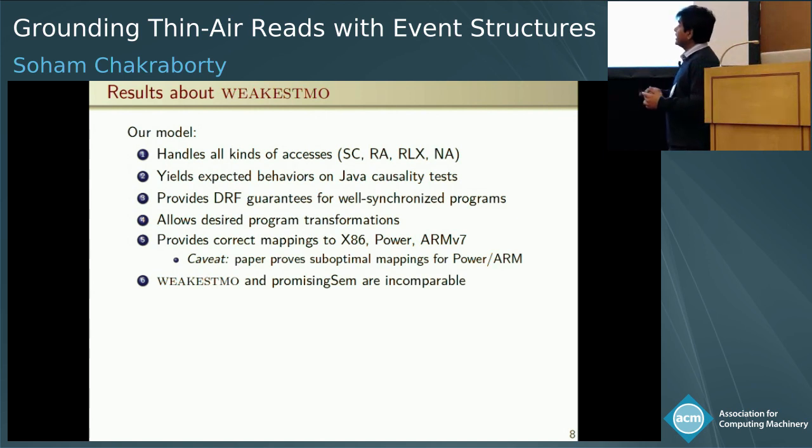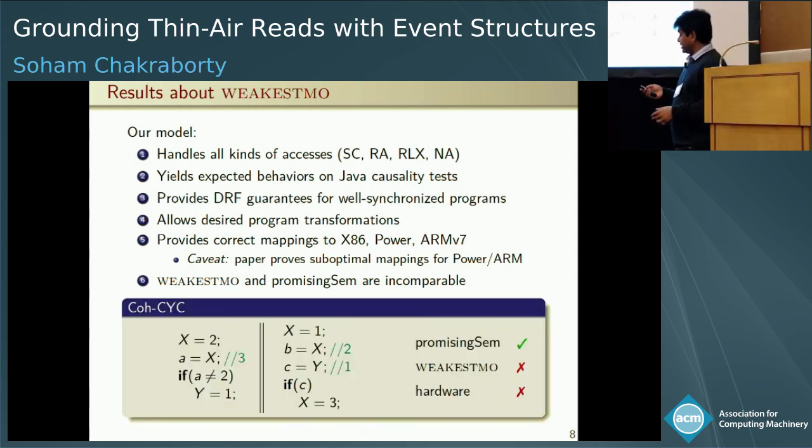In addition to that, we have compared the weakest MO model, our proposed formalization, with the promising semantics, and we have found that these two semantics are incomparable. So we show that by two program behaviors, in one case, one behavior is possible, and in the other case, the other behavior is not possible.